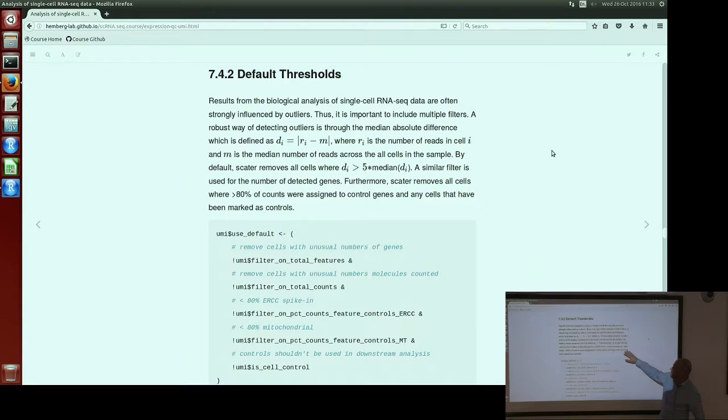Also, Scater removes all cells that have more than 80% of counts assigned to control genes. Is it still the case? It doesn't remove them, but it does flag them. Yeah, so it's still 80%, right? That's the default, yeah.